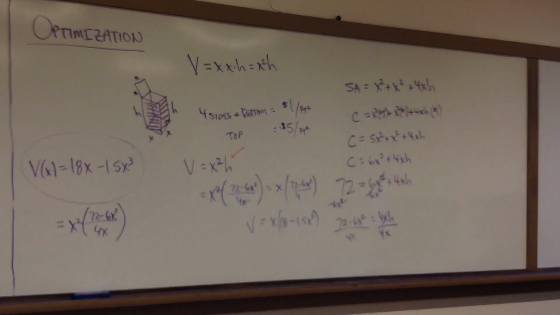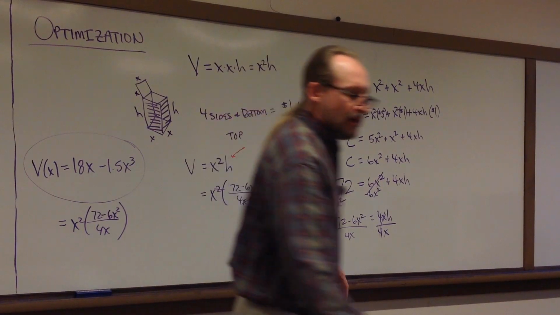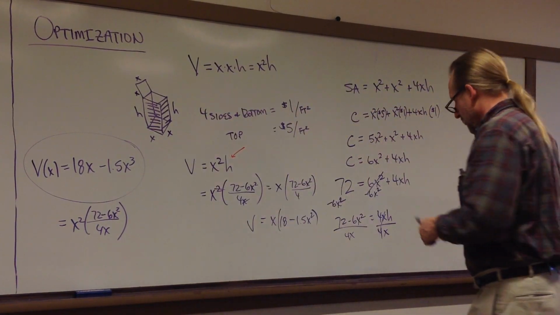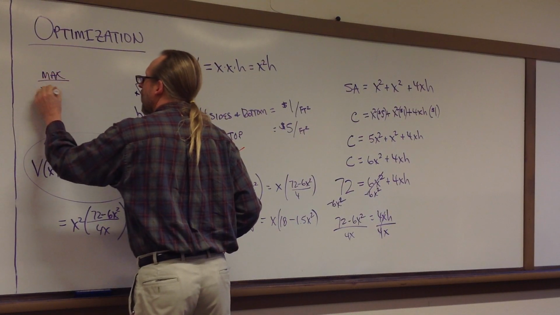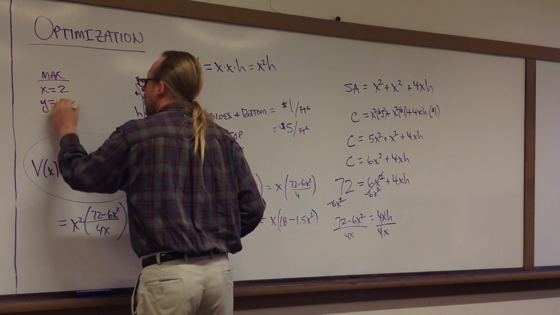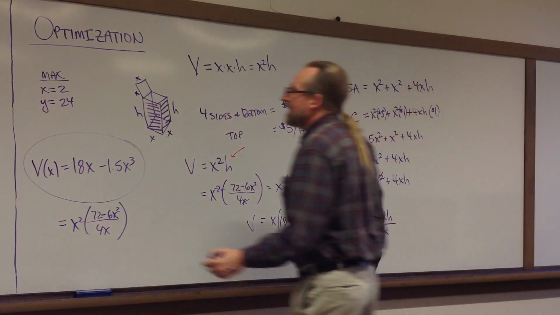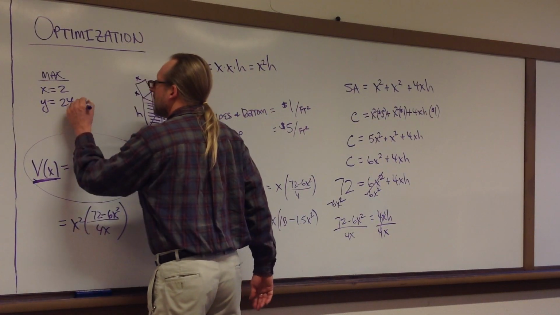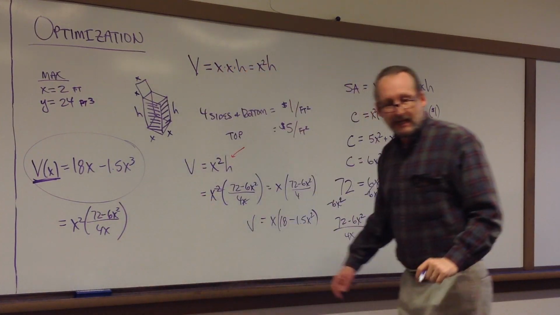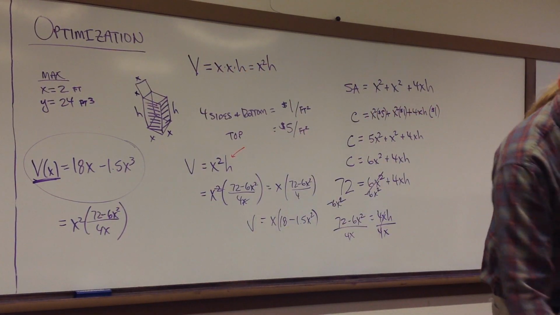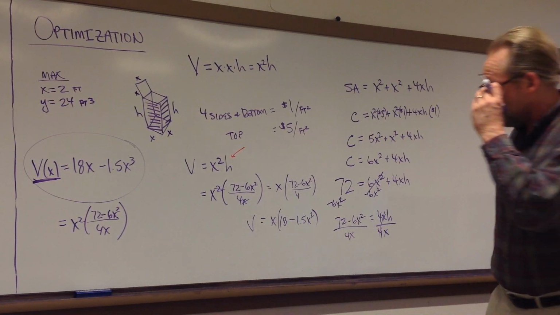Let's go back to the board and include that information with what we're doing here. All right, so x equals 2 and y equals 24. Remember, the y in this case is the volume, so that's cubic feet. x itself is in feet. Now let's see what the question asks: what are the dimensions of the box of largest volume? Okay, so we just want the dimensions.